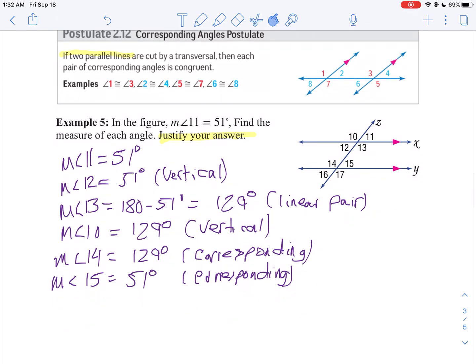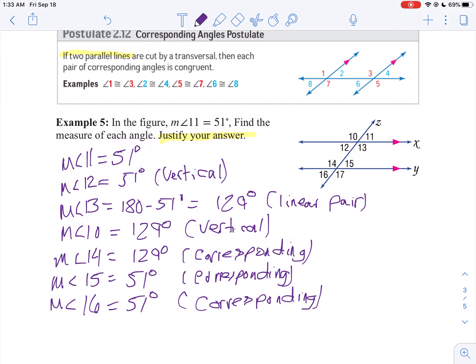The measure of angle 16 is going to be the same as the measure of angle 12, which is 51 degrees. And we'll say corresponding again. And finally, the measure of angle 17, well, that'll be the same as the measure of angle 13, which is 129 degrees. Corresponding.